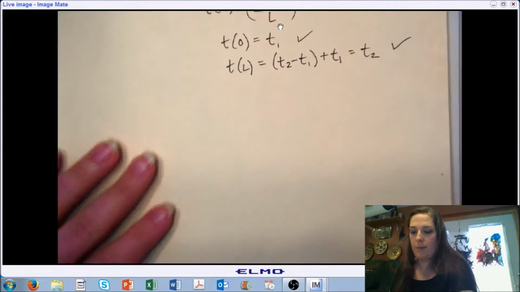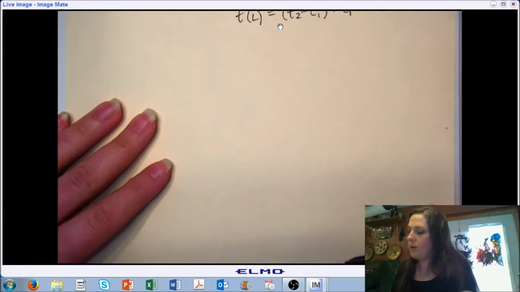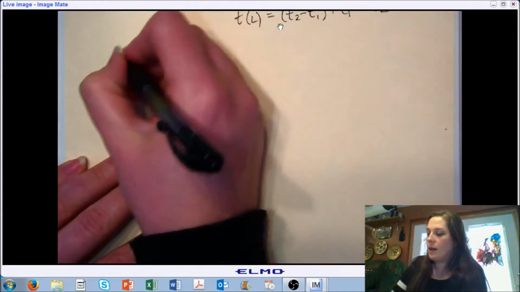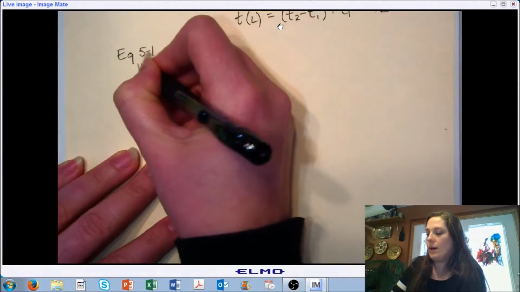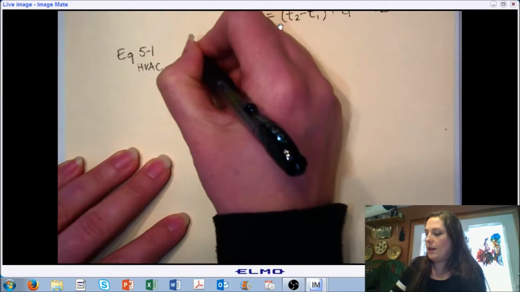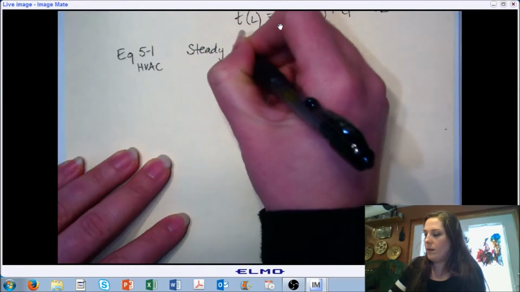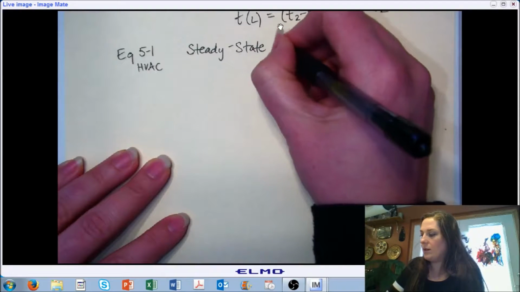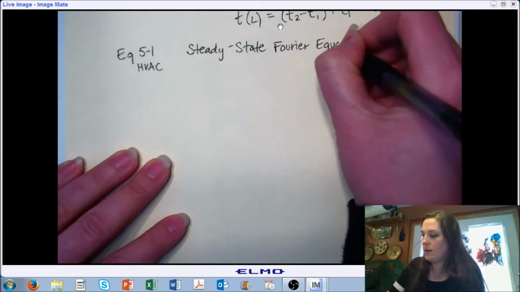So let's keep moving on with that in order to step into what we see commonly as the governing equation. And so this is equation 5.1 in your HVAC text. So if we go back up and grab the Fourier equation, this is the steady state version of the Fourier equation. So it's written a little bit differently, but it is the same equation.